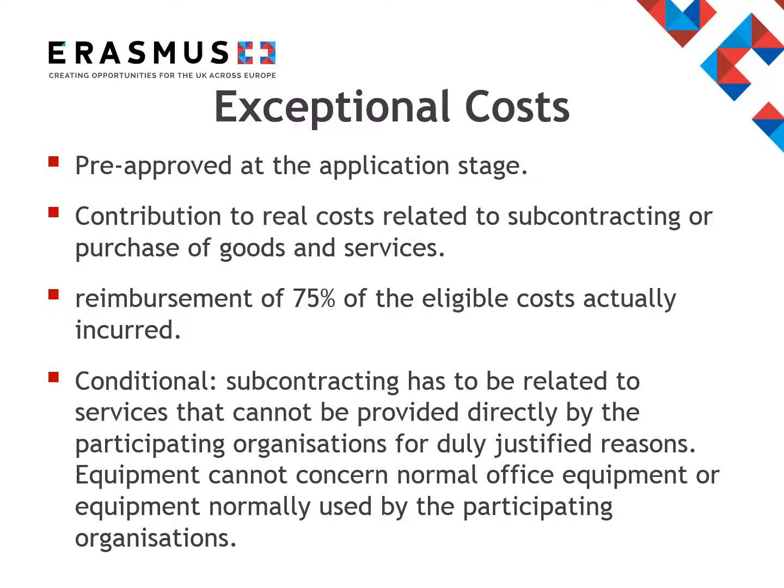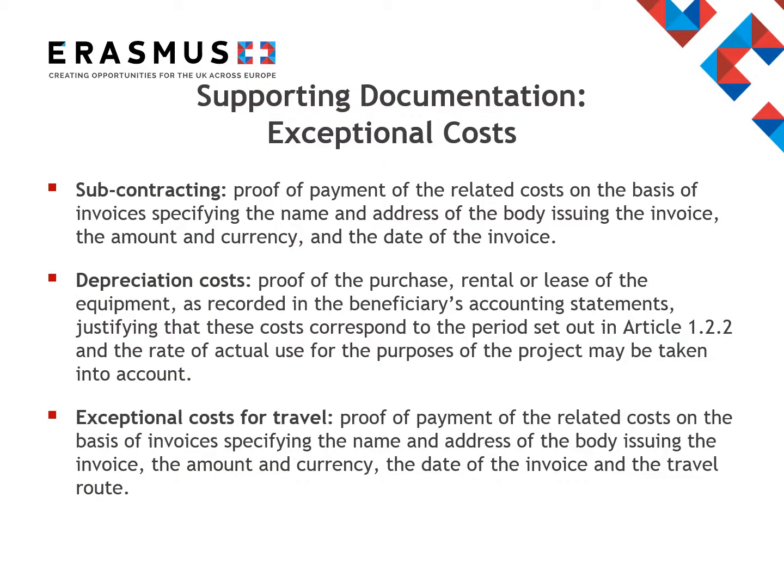Exceptional costs need to be pre-approved at application stage, and there are contributions to real costs related to subcontracting or purchase of goods and services. The supporting documentation you need to keep for exceptional costs would be invoices, and these would need to specify the name and address of the body issuing the invoice, the amount, the currency, and also the date.